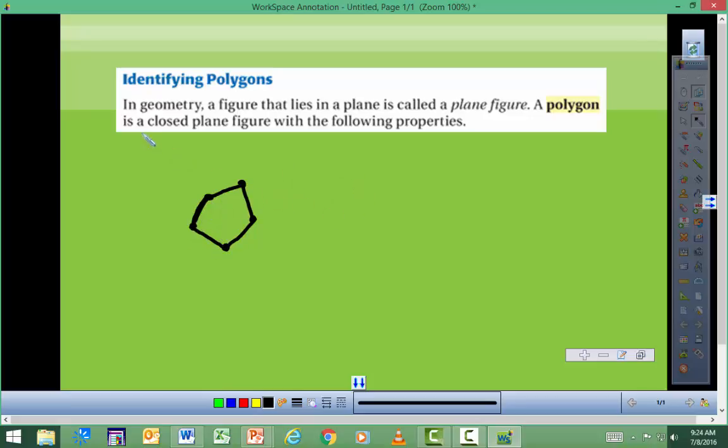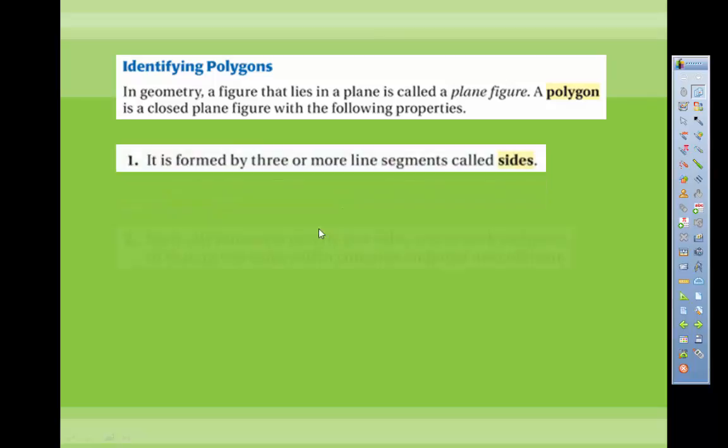It's a plane figure and it's closed. Okay, so it's closed. What that means is there can't be any opening. So this here, for example, almost looks like a square, but if it stops right there, there's an opening right here that you could kind of come in. Polygons don't have any openings like this, so it's a closed plane figure with the following properties. Let's find out what properties those are. We have 2 of them.